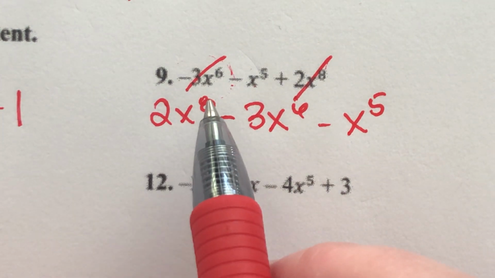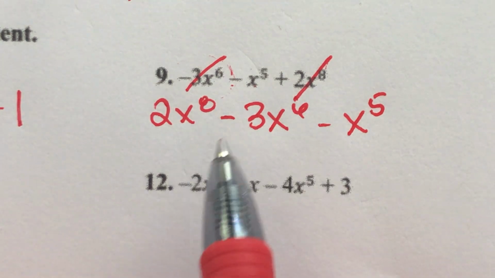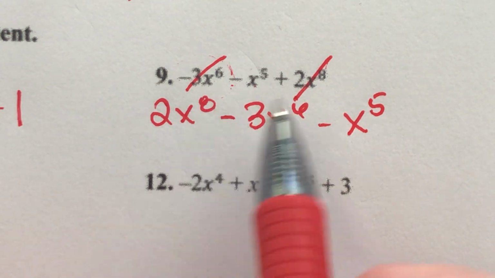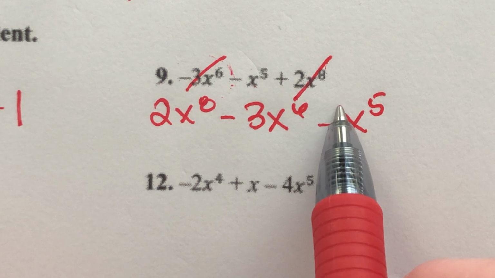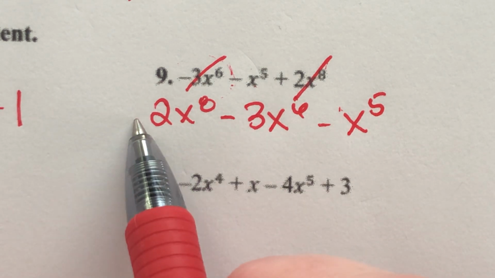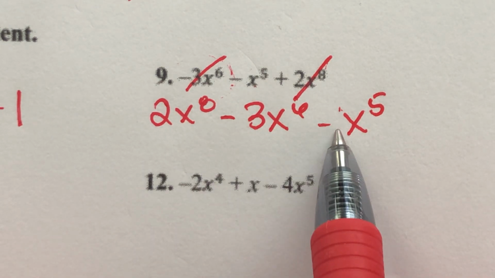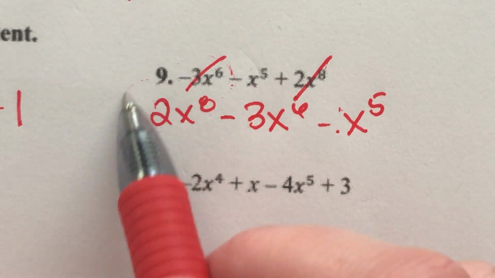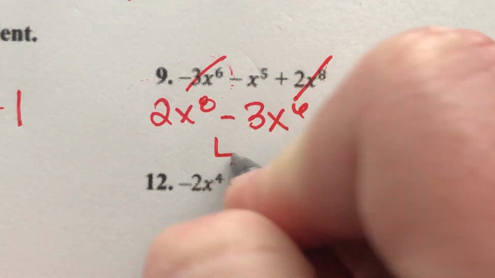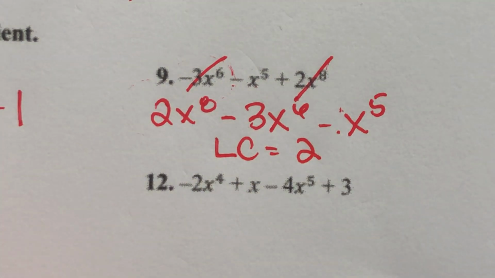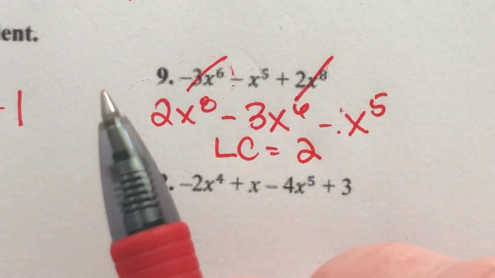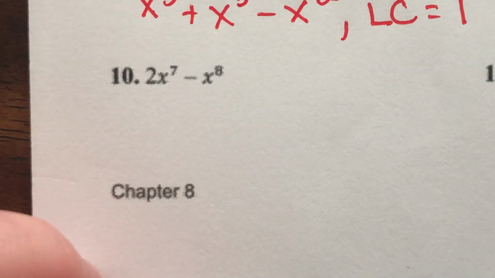Okay, so I've got 8, 6, and 5. Sounds good. These negative signs do not affect the exponents. They only affect the number in front of each variable. So this is a positive 2, this is a negative 3, this is a negative 1. So the leading coefficient here is positive 2. The one in the very front on the far left. 3 more. All right, number 10.